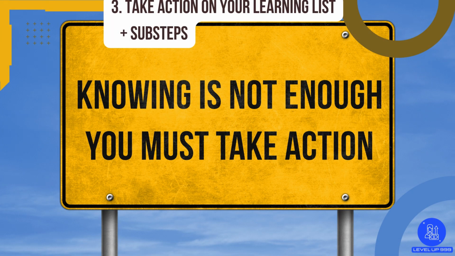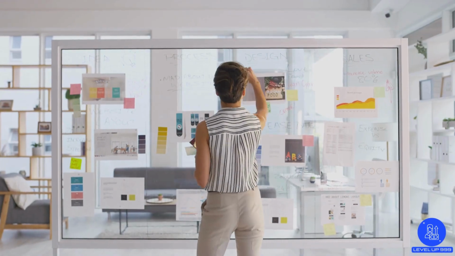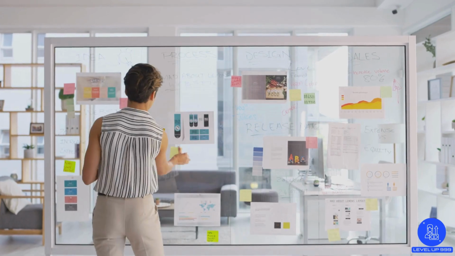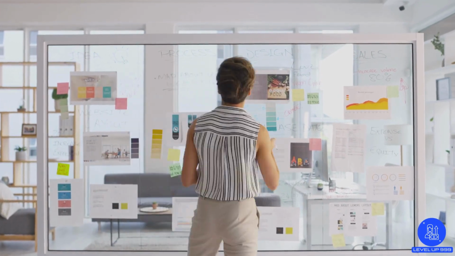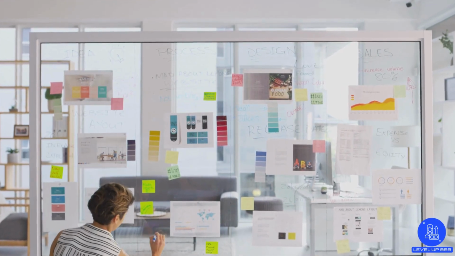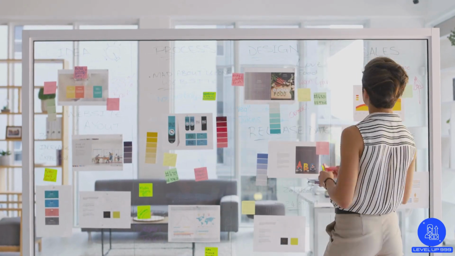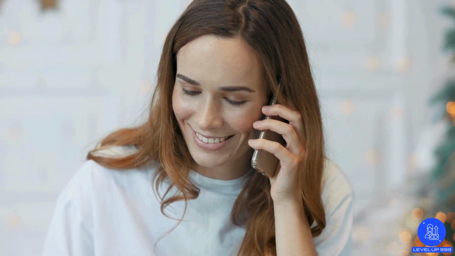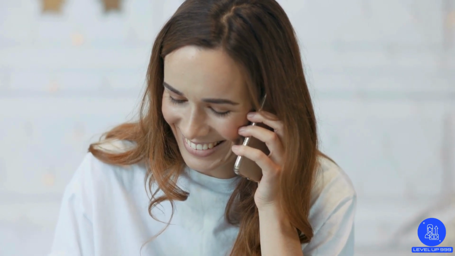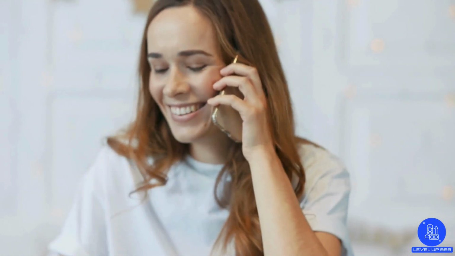3. Take action on your learning list, plus sub-steps. Once or twice a week, go through your learning list and create a plan for each idea. It will of course depend on the type of idea. If it's something that literally takes less than 5 minutes, do it now. This could be, for example, to create your learning list, to make a quick phone call to your bank, to buy this food supplement that you heard is really great.